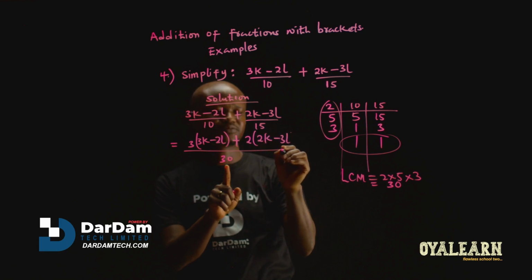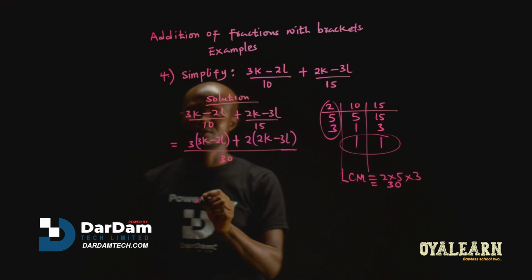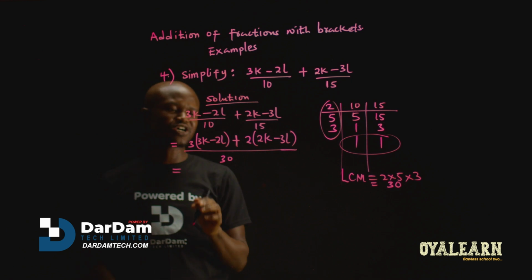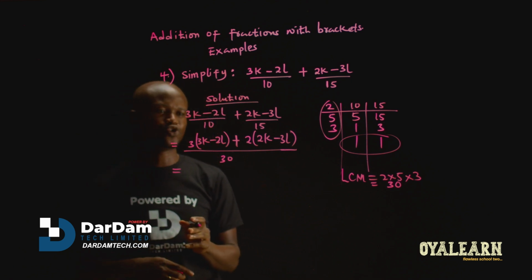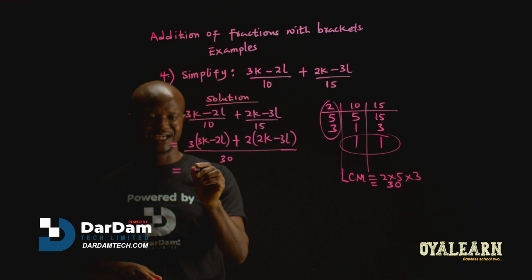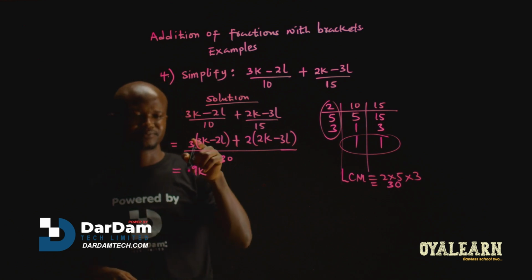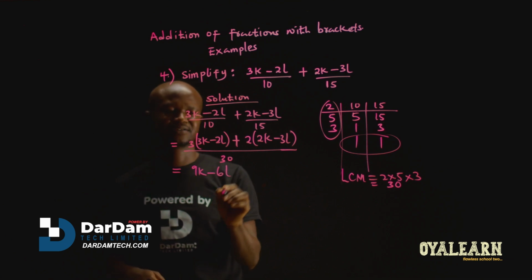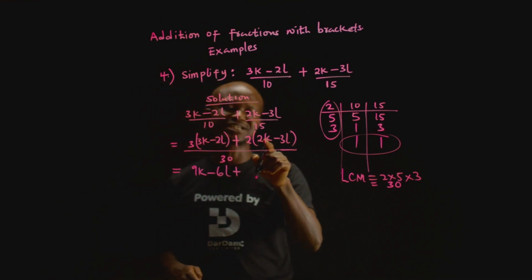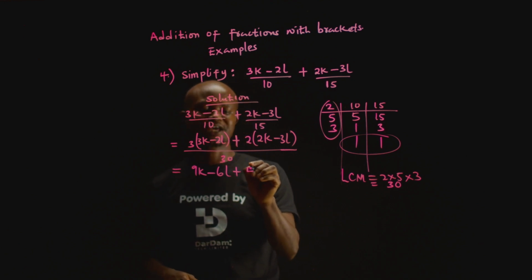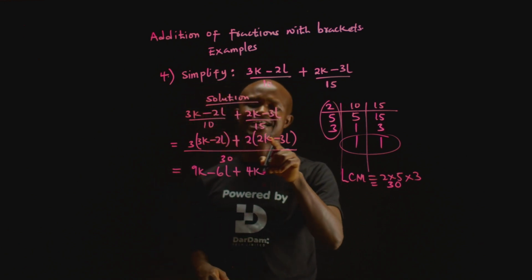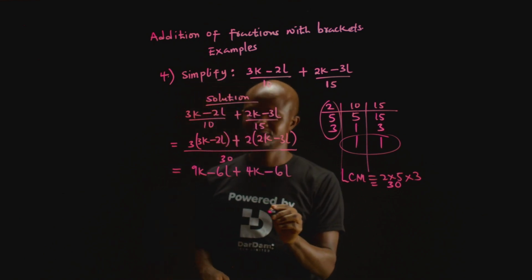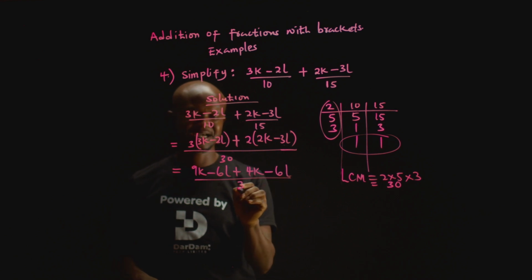the second numerator. So in this case, we are going to expand the brackets at the numerator. 3 times 3k, we have 9k. 3 times minus 2l, we have minus 6l. Plus 2 times 2k, what do we have? 4k. 2 times minus 3l, what are we having? Minus 6l. Then divided by 30.